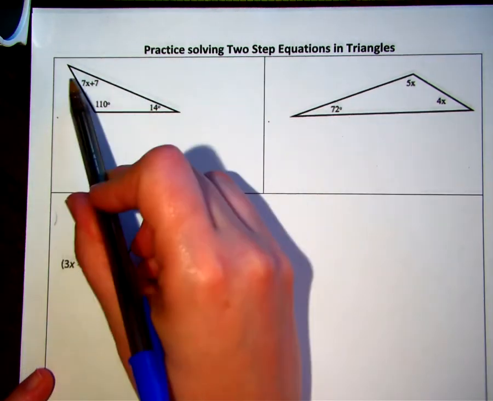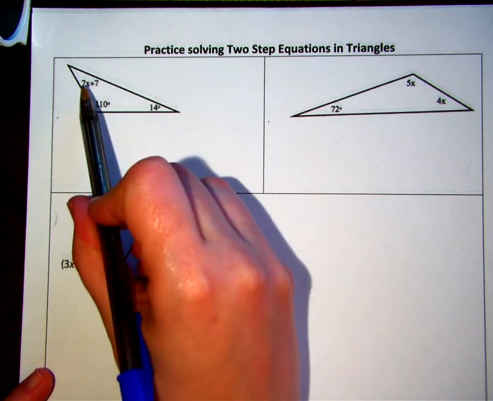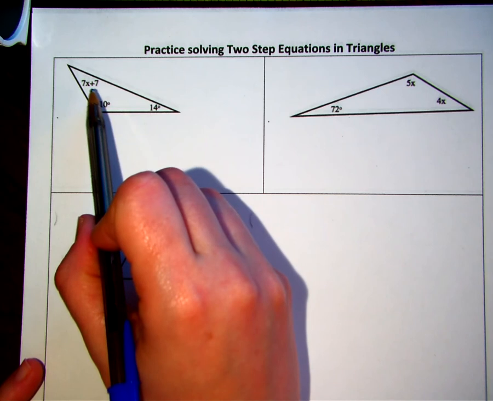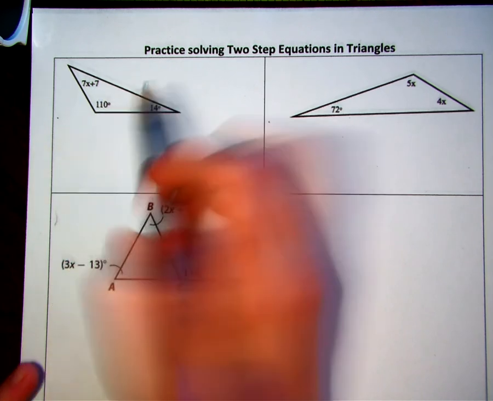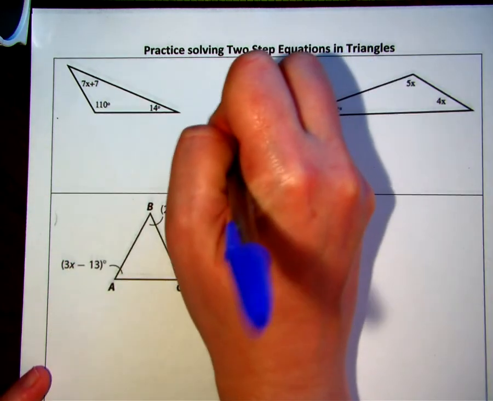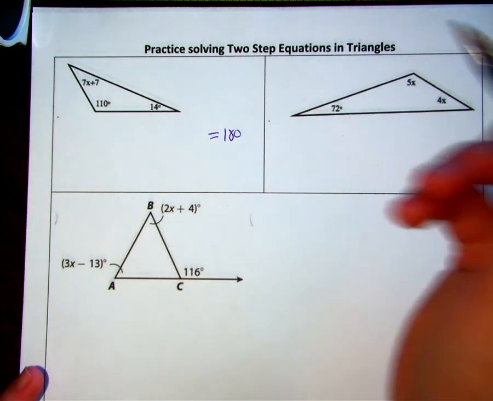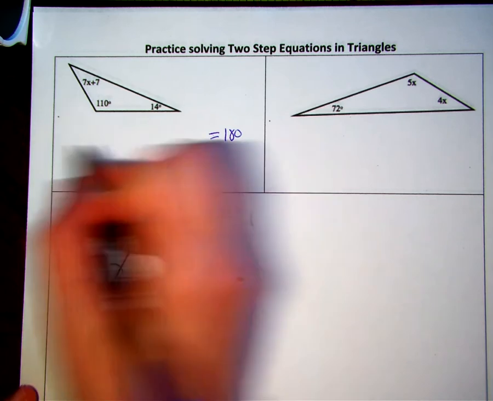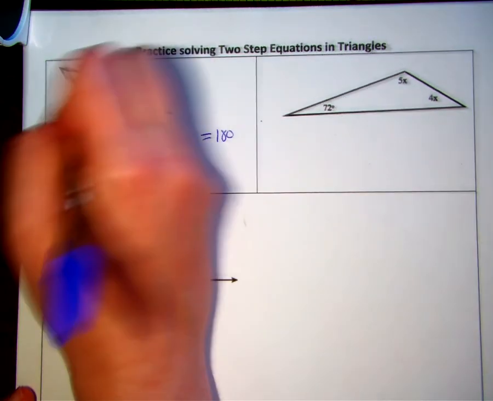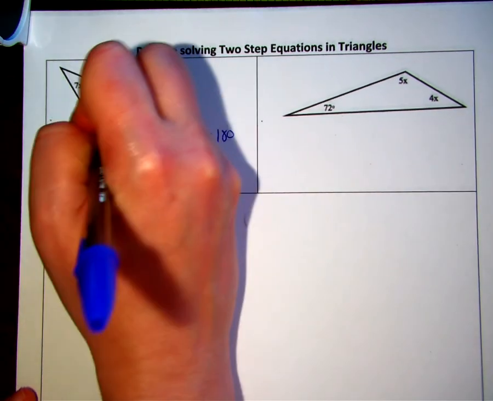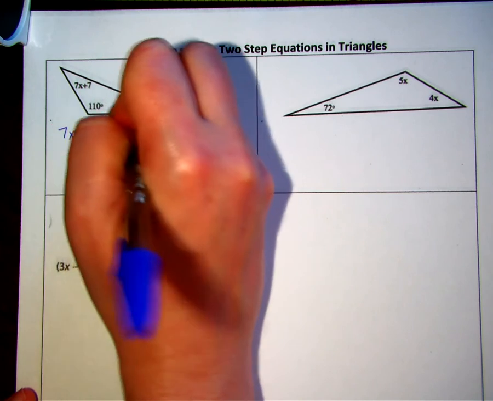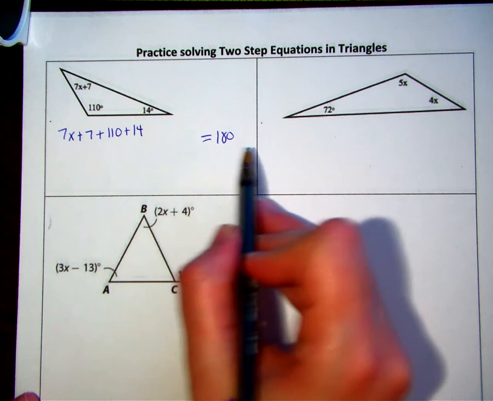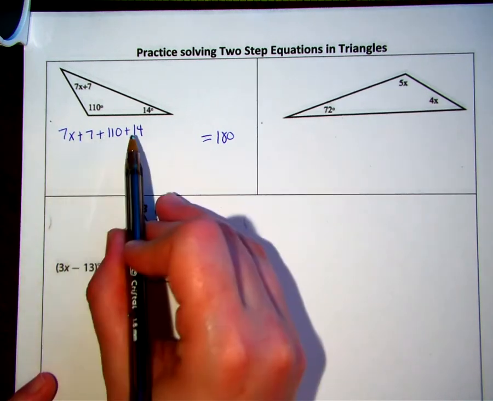So we have our 3 angles in the triangle. One of them is unknown. We have 2 that are known. And we have a little expression also in the corner. So the first thing we know for sure, all those angles equal 180 degrees. So what you have to do first is combine all of your like terms. If you want to, you can write a long equation: 7x plus 7 plus 110 plus 14. That's really your equation. This long equation is equal to 180. But you really just have to combine the like terms first.